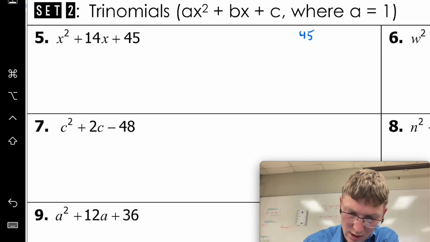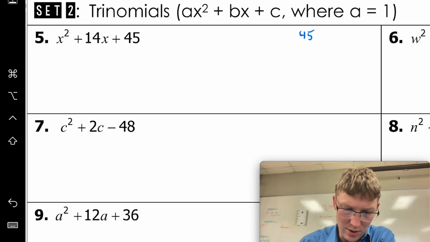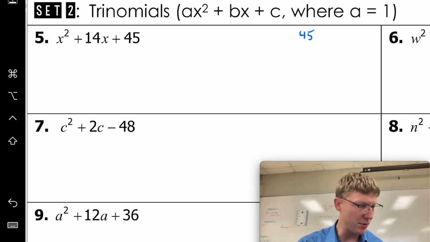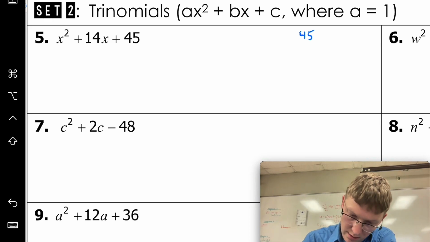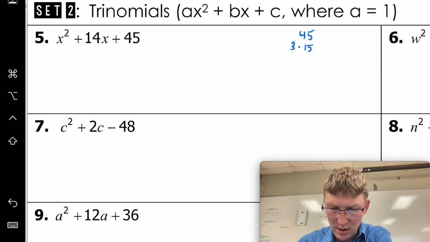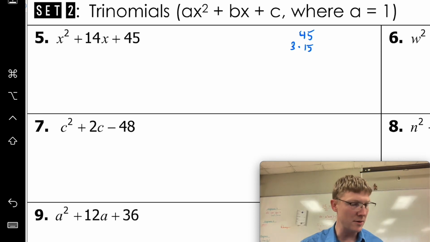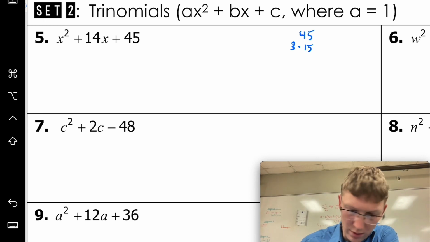So I'm looking at my multiples. Okay, 1 is not useful. 2, that's not going to be good either. 3, I don't think that's going to work. Oh, 3 and 15. So we've got 3 times 15. If I add those together, that's not going to be 14. So then 45 divided by 5, that's kind of where I think we were going to get it.